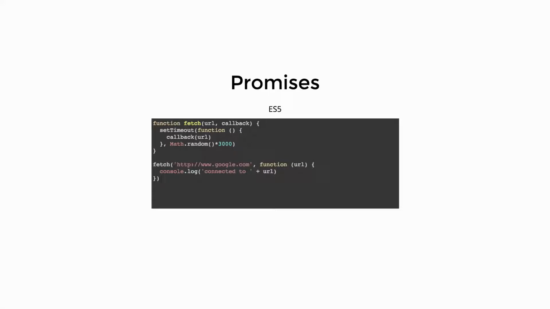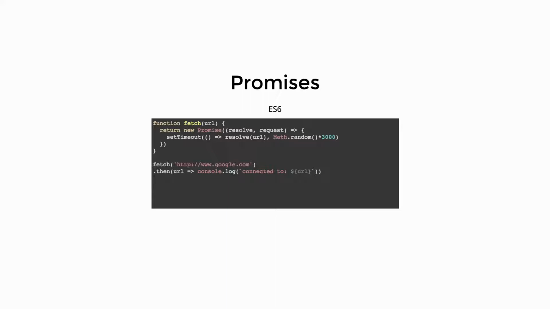Here is how we would do an asynchronous fetch. I'm not actually doing an Ajax call here. I'm just setting a timeout for some random amount of time and then saying that we connected to the URL, right? Really simple code. So this is how we would have done this with ES5. We would have passed a callback through. So I'm fetching google.com, I'm giving it a callback, and I'm saying, when you're done doing whatever you're doing, let me know.